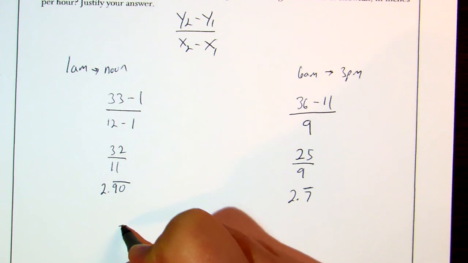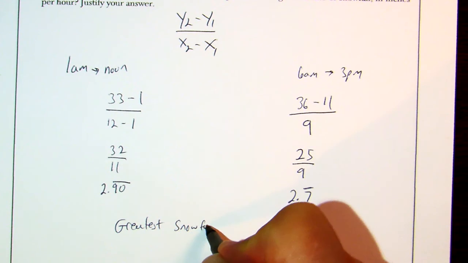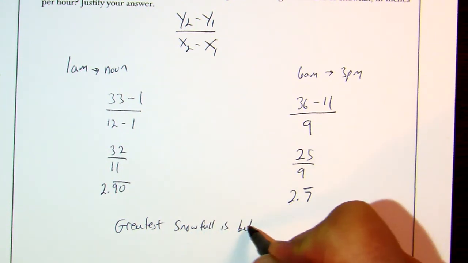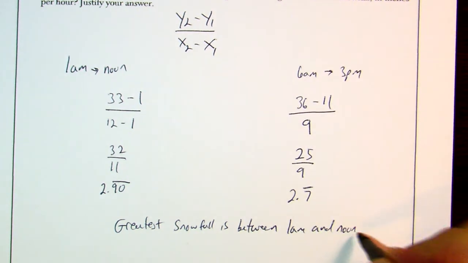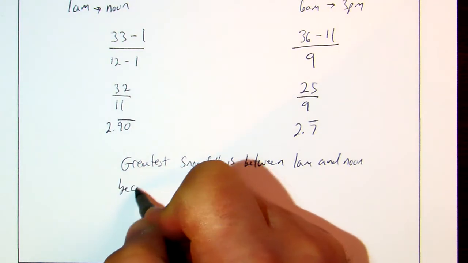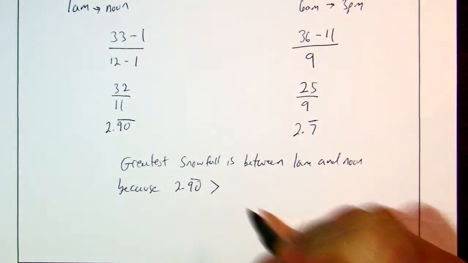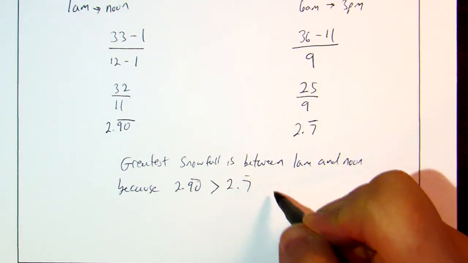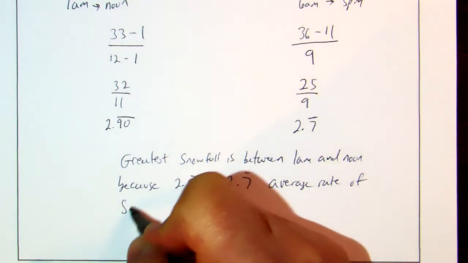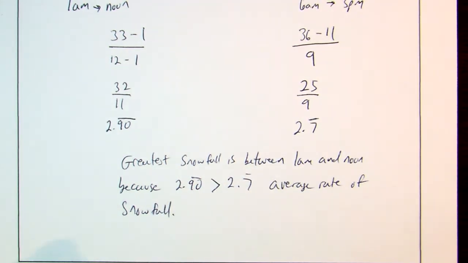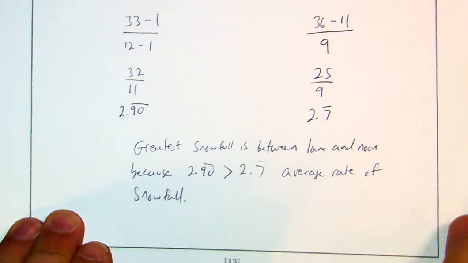So which one has the greatest snowfall? So the greatest snowfall is between 1 a.m. and noon, because 2.90 is greater than 2.7 average rate of snowfall. Okay, not too bad, just the rate of change twice on that one. Okay, moving on.